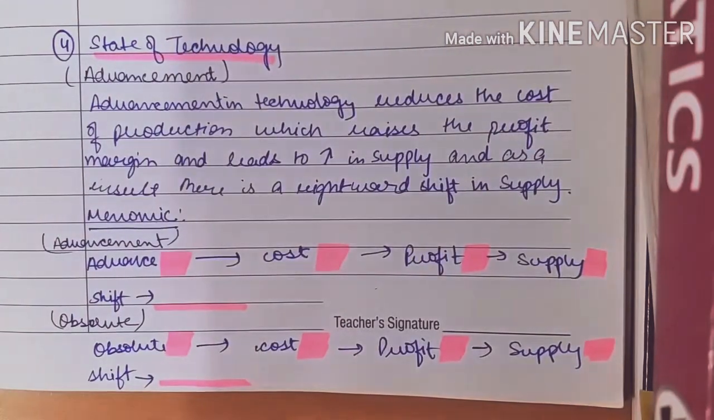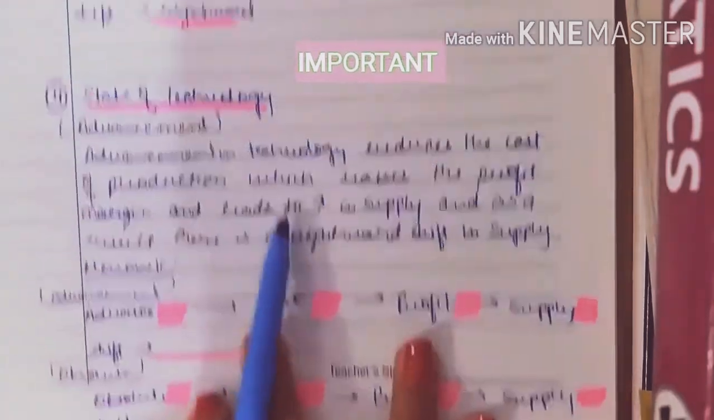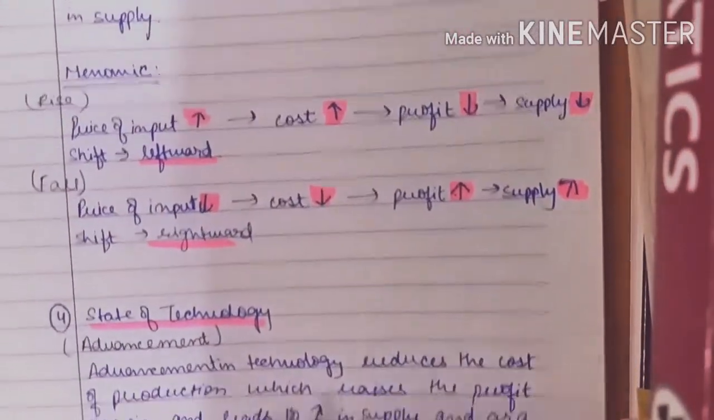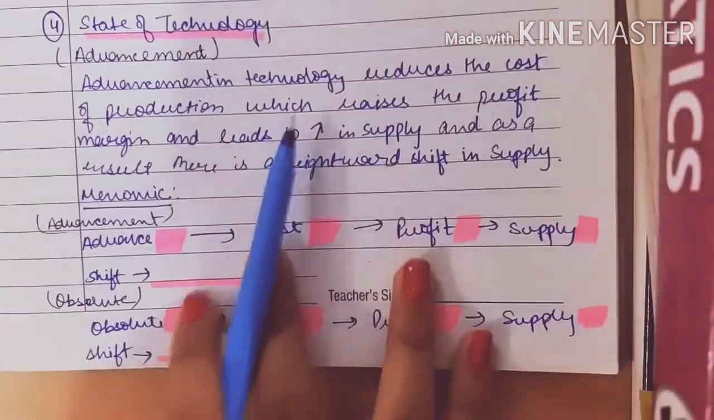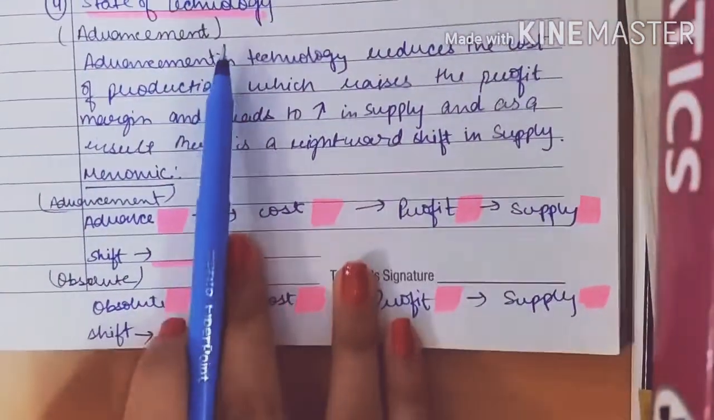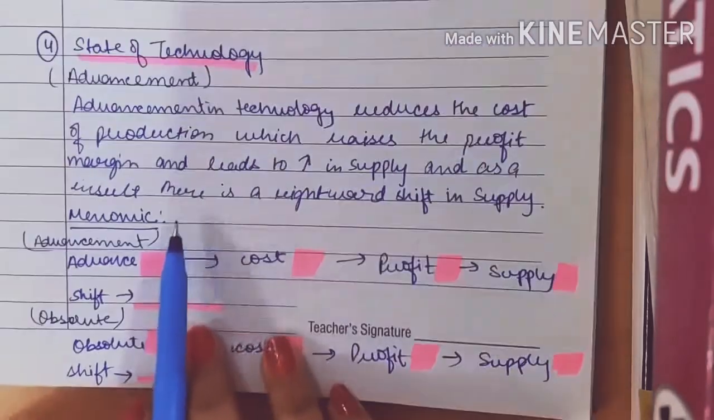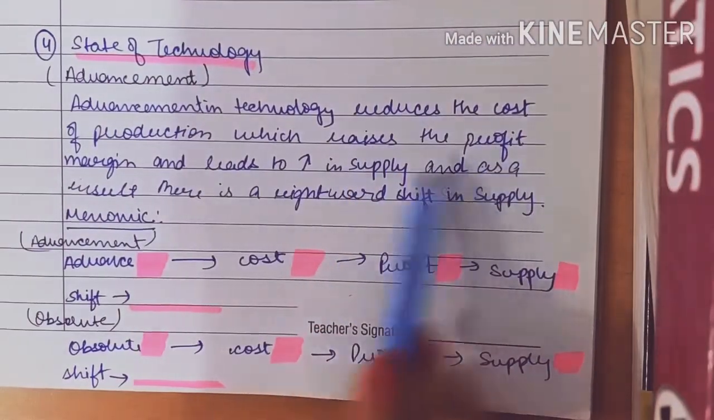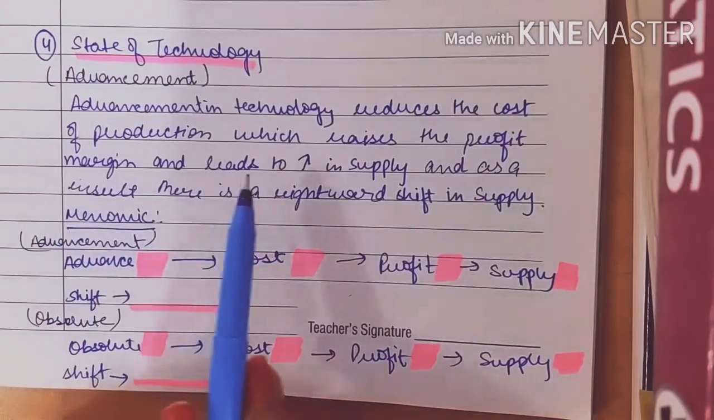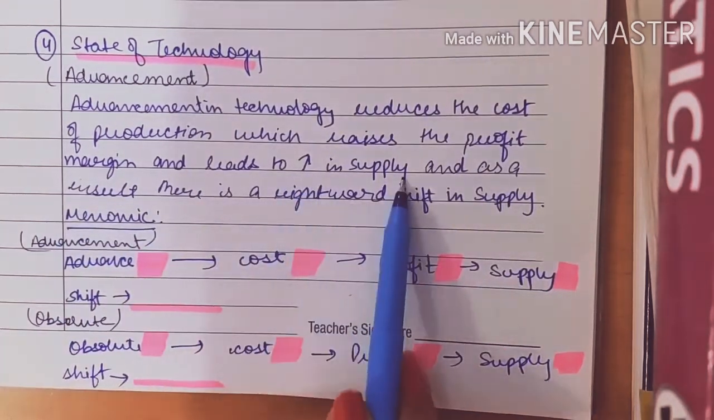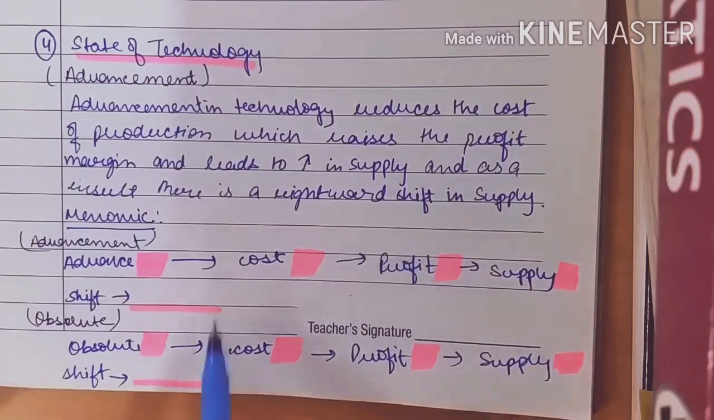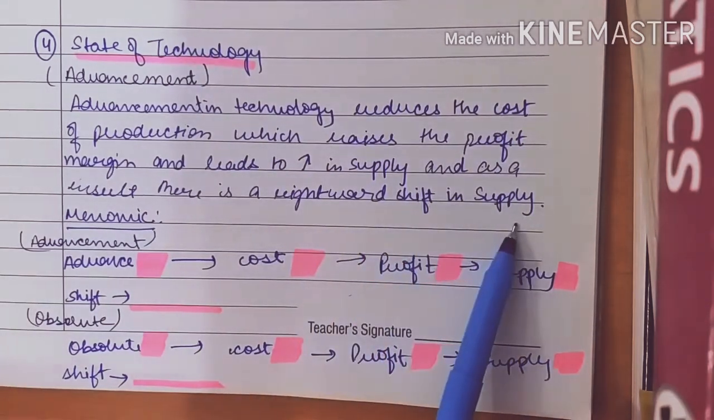The fourth factor, state of technology. It is similar to price of inputs, but there is a little bit of difference. Advancement in technology reduces the cost of production, which raises the profit margin and leads to increase in supply, and as a result, there is a rightward shift in supply.